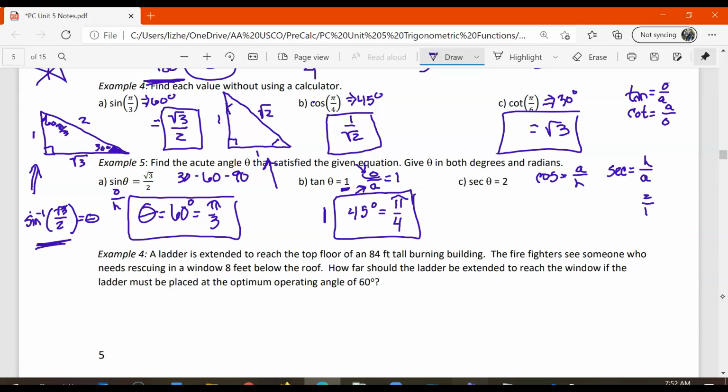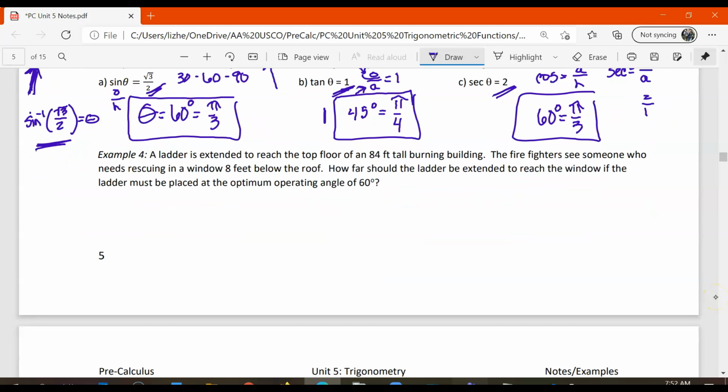Going over to my 30-60-90 right triangle, 2 over 1: my hypotenuse is 2, the leg is 1, so I would need theta to be this 60-degree angle. So we're here at 60 degrees, which is pi over 3. That's just a matter of reasoning them out, because I don't want you to use a calculator for those when you see these numbers that are a part of our special right triangles.